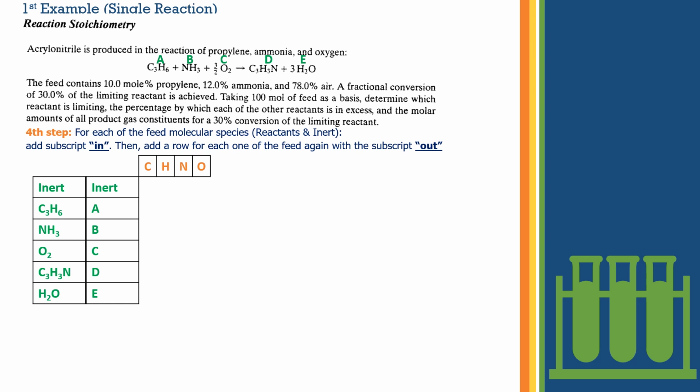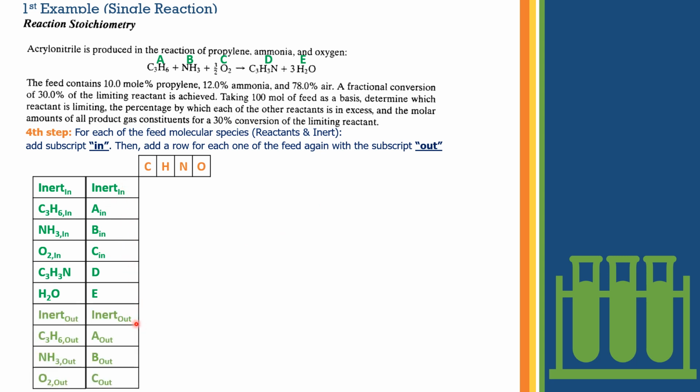So for the fourth step, it is basically that for each of the feed molecular species, the reactants and inert, add subscript n. So here are all the molecular species, but we just want to add for the feed, the reactants A, B, C and the inert. So we add subscript n. Then add a new row for each one of the feed again with subscript out. So what we put in as a subscript, we'll add a new row for each one of them with subscript out.